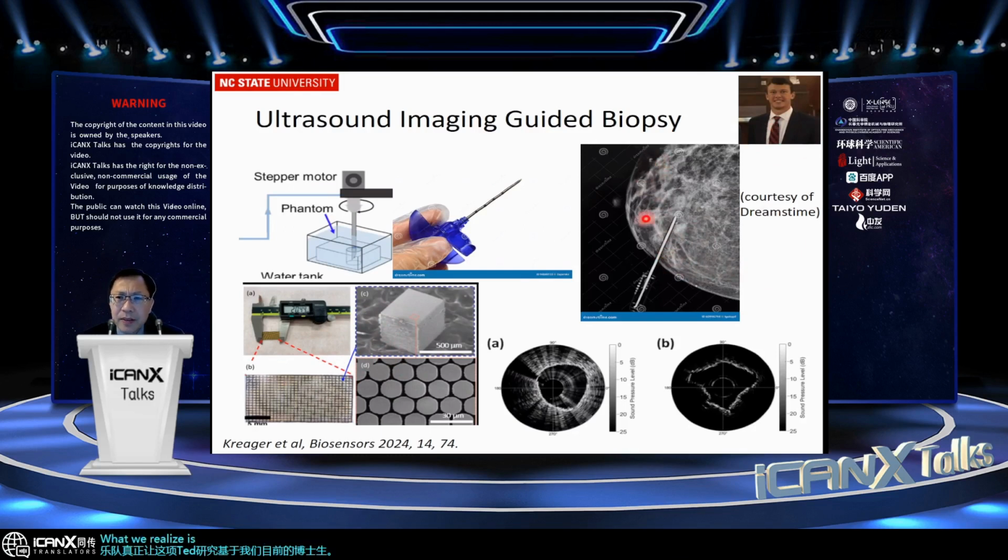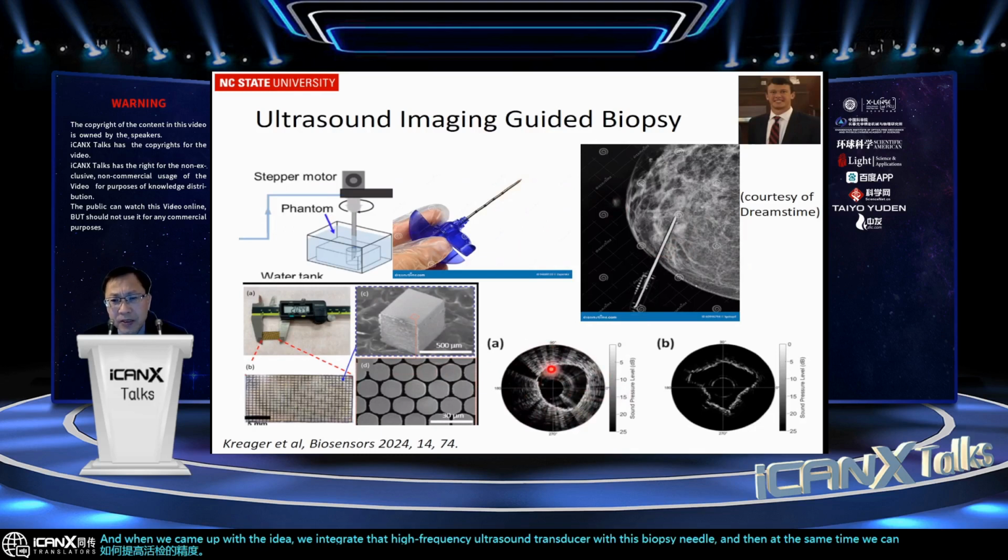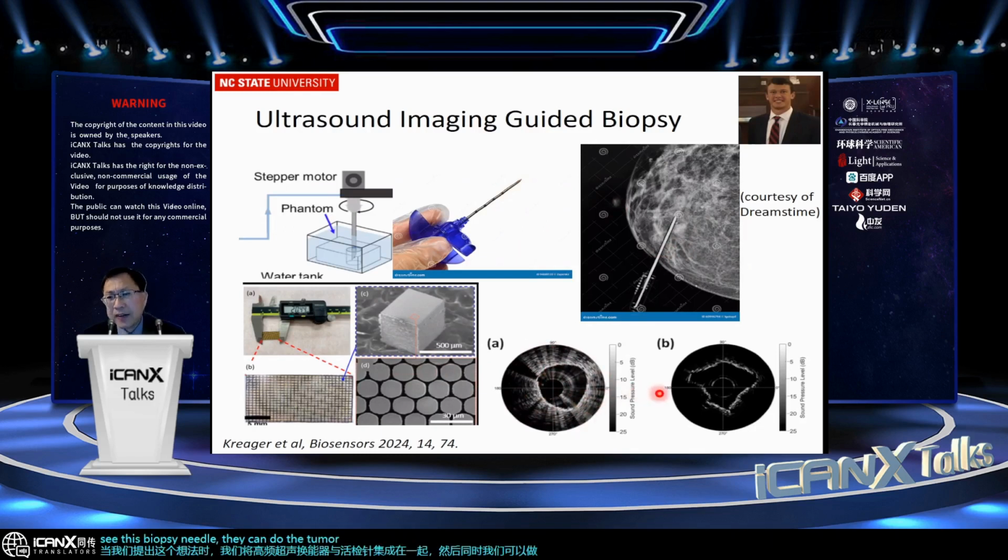We realized that in some cases of tumor biopsy, the biopsy needle gets into the tumor site, but that doesn't guarantee you get the right spot to take out the tumor tissue you want. How to improve this biopsy precision? We came up with the idea to integrate a high frequency ultrasound transducer with the biopsy needle. As we advance the needle, we can do tumor imaging at the same time, to see whether we hit the tumor at the right location. This is the preliminary result we just published this year.